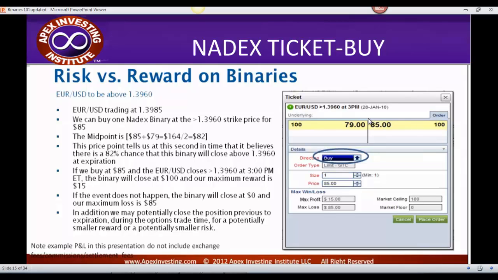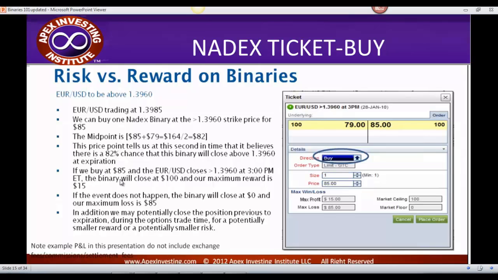Okay? So if you want to look at this from a percentage or probability standpoint, that's what the midpoint means right here. All right, so we've got 85 plus 79, which is the bid and offer, equals $164 divided by 2, it's $82. That's the midpoint. That price point tells us at this second in time that it believes there's an 82% chance that this binary will close above 1.3960 at expiration.